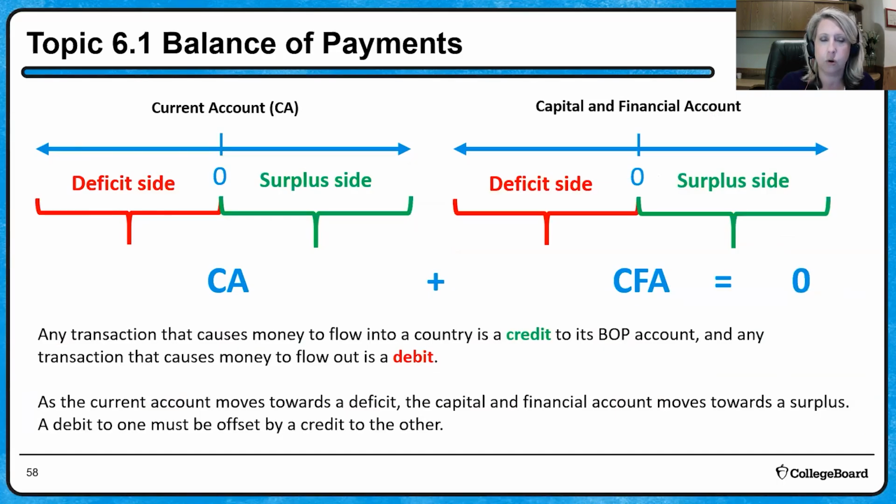Let's bring back up that tool, but now we're doing it twice. Any transaction that causes money to flow into a country is a credit to its balance of payments account, and any transaction that causes money to flow out is a debit. As the current account moves towards a deficit, the capital and financial account has to move towards a surplus. If you don't remember why, go back and watch topic 6.1 in AP Classroom. Any current account transaction must be offset by a capital and financial account transaction. Why? CA plus CFA has to equal 0.